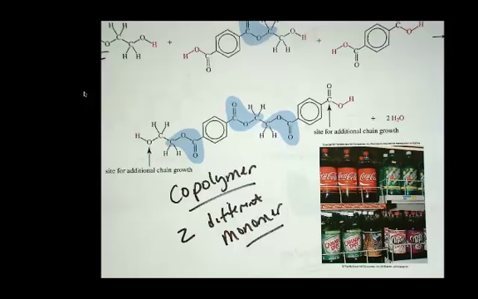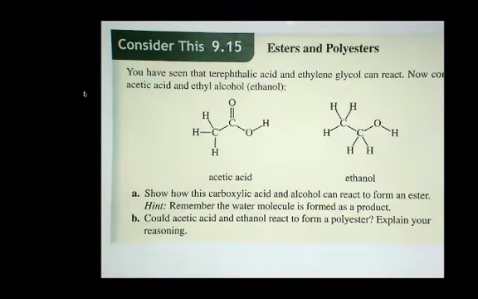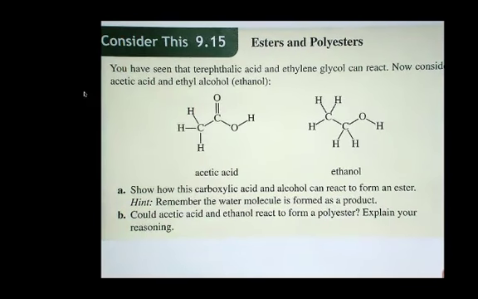So that was just an example of another type of reaction called a condensation reaction for building long polymers. In this particular case, two different monomer units were used, one with alcohol functional groups, one with carboxylic acid functional groups, to form a copolymer. Polyethylene terephthalate is the name of the polymer.